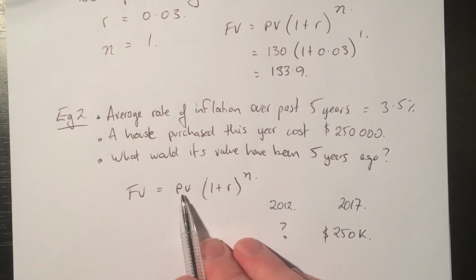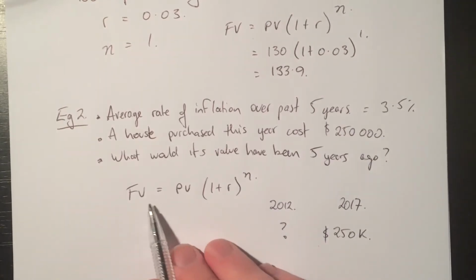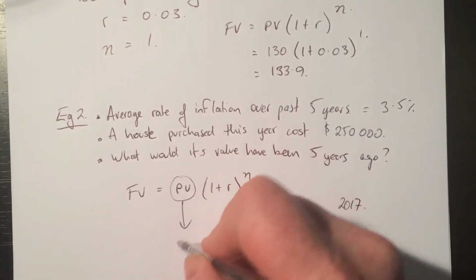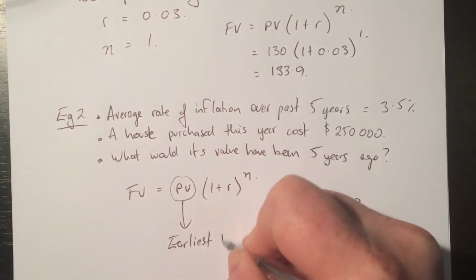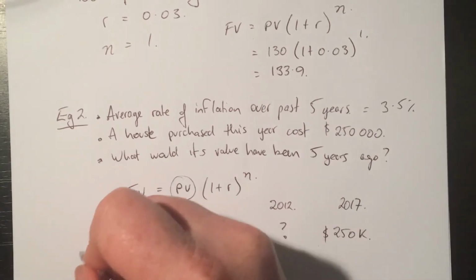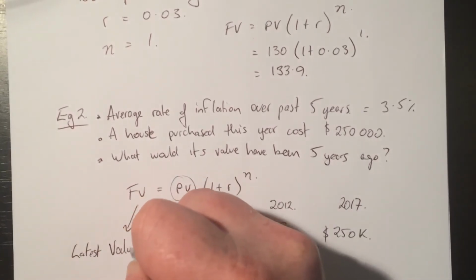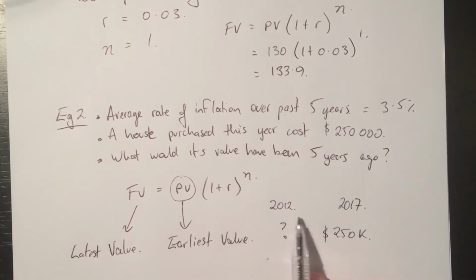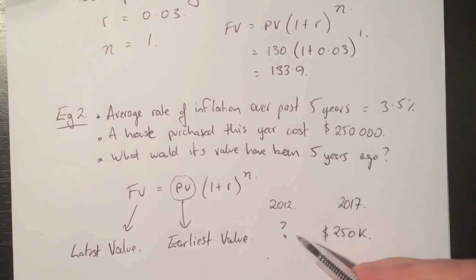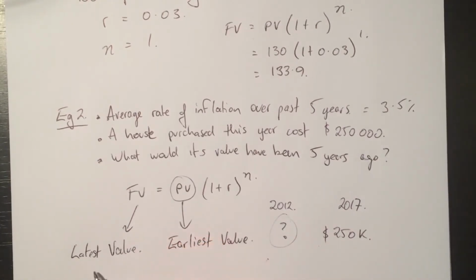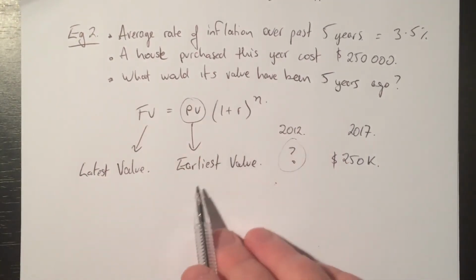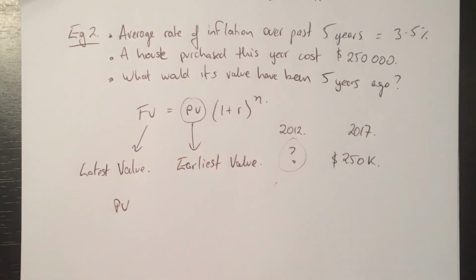Sometimes those terms present and future can be confusing. What we should think about is that the present value should be the earliest value and the future value should be the latest value. And if we think about them in those terms, then it's clear that the earliest value on our timeline for this question will actually be the 2012 value. That's the value that we're looking for, and the future value, the latest value, will be our 2017 value. So it's clear in this question we are actually going to need to rearrange this equation to get an expression for the present value. So we'll select the correct formula.